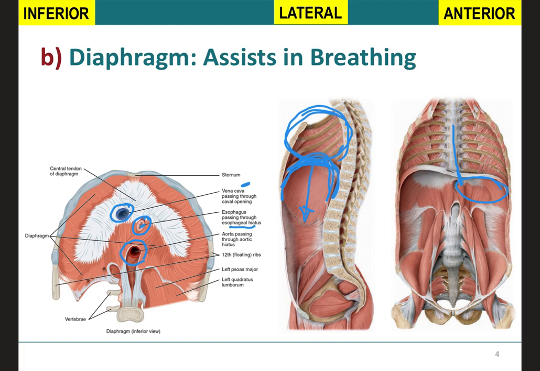The last one is what we call the aortic hiatus, which will have the passing of the aorta, which is the artery that will be taking the blood from the heart down to the abdominal cavity. More specifically, this will be the descending aorta that's taking the blood filled with oxygen to the structures that are below the diaphragm. I also want you to notice how the diaphragm will actually be the muscle that will separate the thoracic cavity from the abdominal cavity.